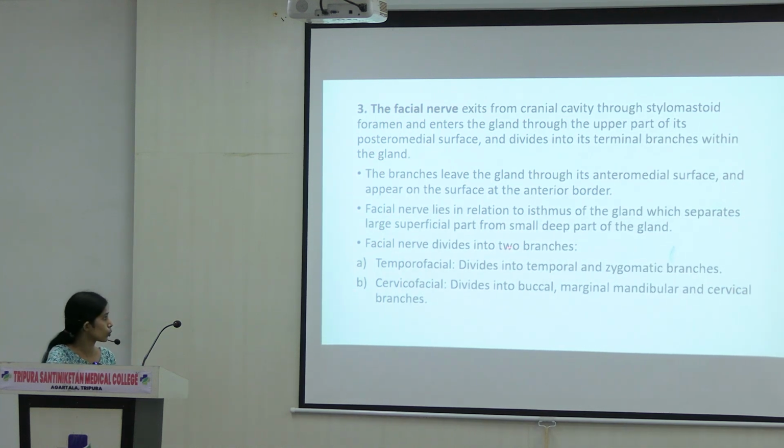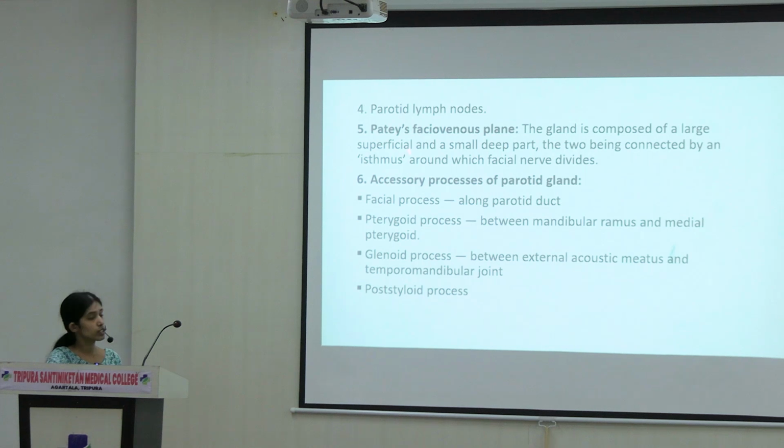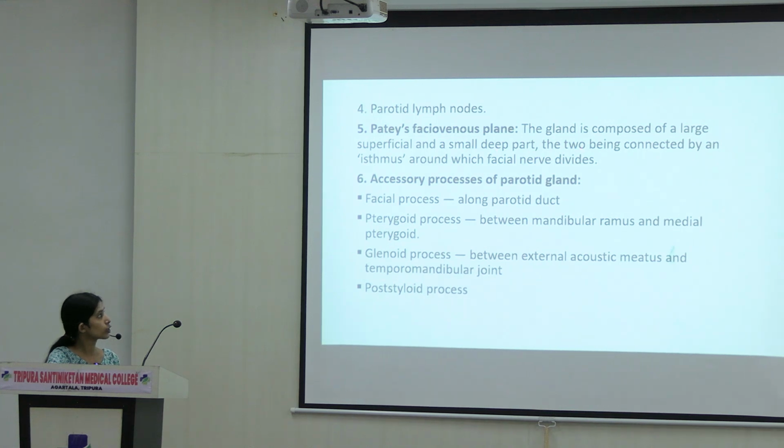The facial nerve divides into two branches: the temporofacial branches, that is the temporal branch and zygomatic branch, and the cervicofacial branches, that is the buccal branch, marginal mandibular branch and cervical branch. The next important structures are the parotid lymph nodes. Another one is the fasciovenous plane. This is also an MCQ question, so note down this point. The gland is composed of a large superficial and a small deep part, the two being connected by an isthmus around which the facial nerve divides.